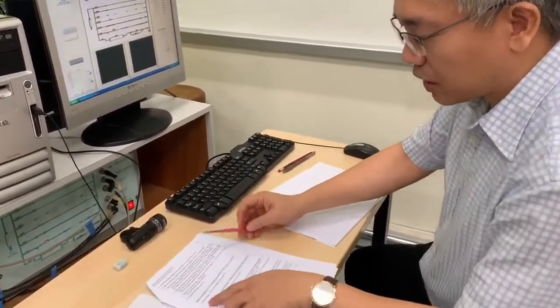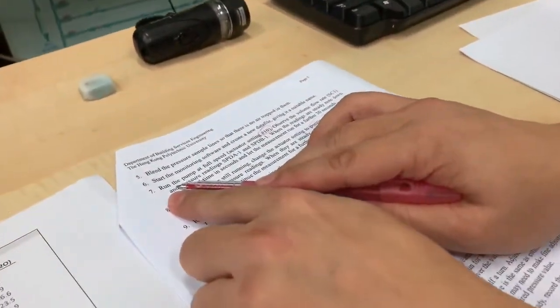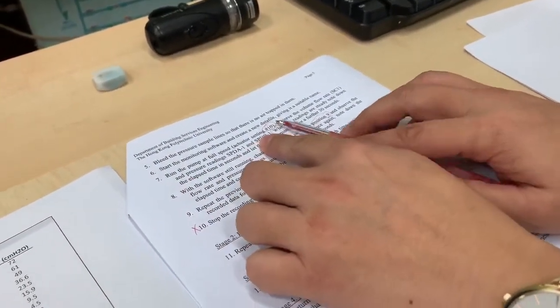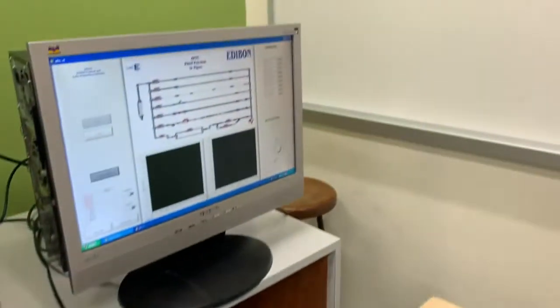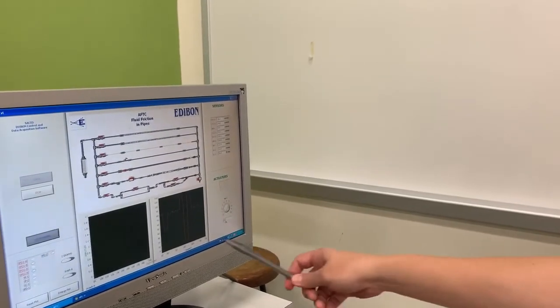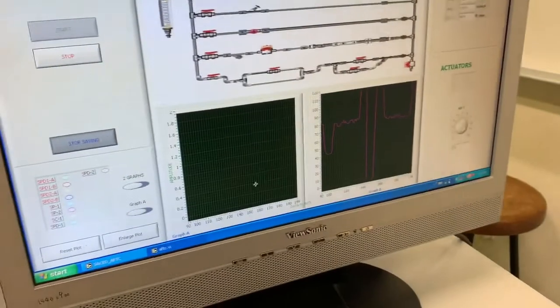Now for stages 1, 2, and 3. Item number 7: run the pump at full speed, with the actuator at 10. Enter. The graph shown here is graph B.